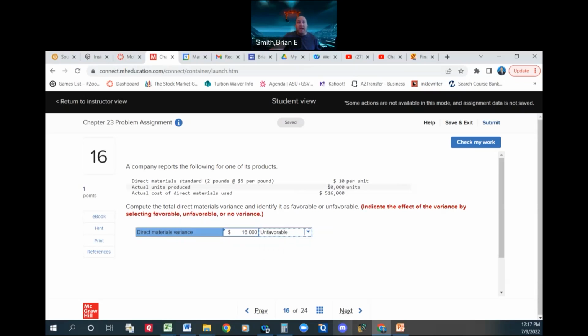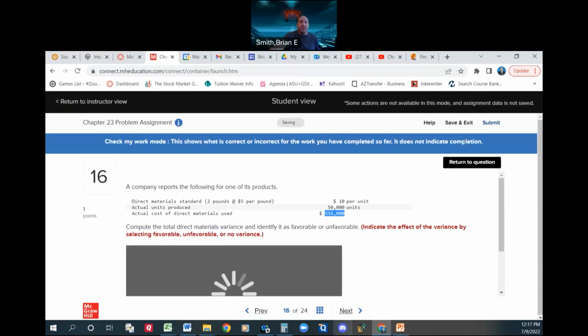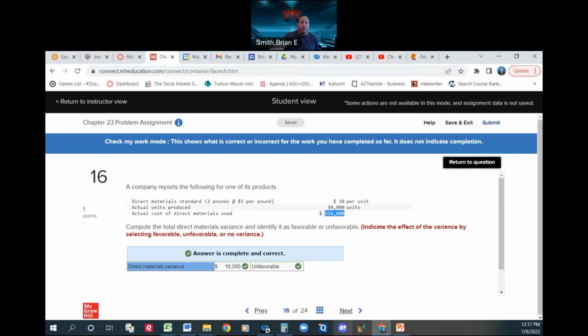Again, I did this by taking 50,000, which was our actual units produced, and multiplying it by our standard quantity and our standard price at $10. Multiply that together, and that gives us 500,000. We compare it to our actual costs, and it gives us $16,000. We spent $16,000 more on our actual costs for the total number of units we actually produced, so that's going to be a $16,000 unfavorable variance.